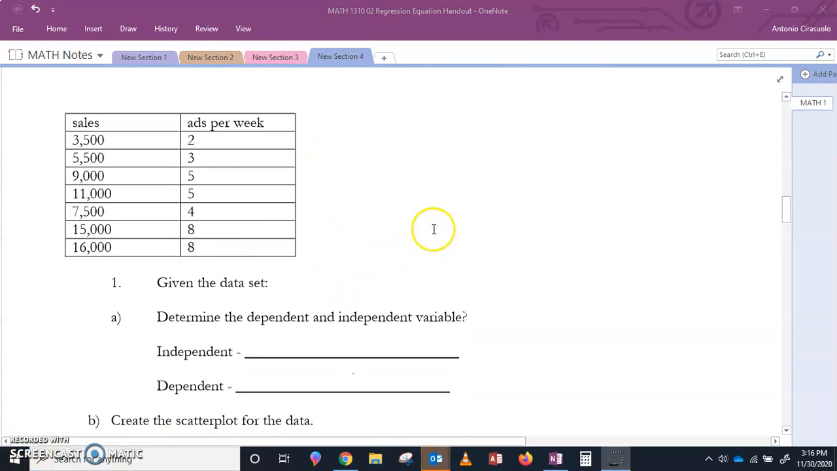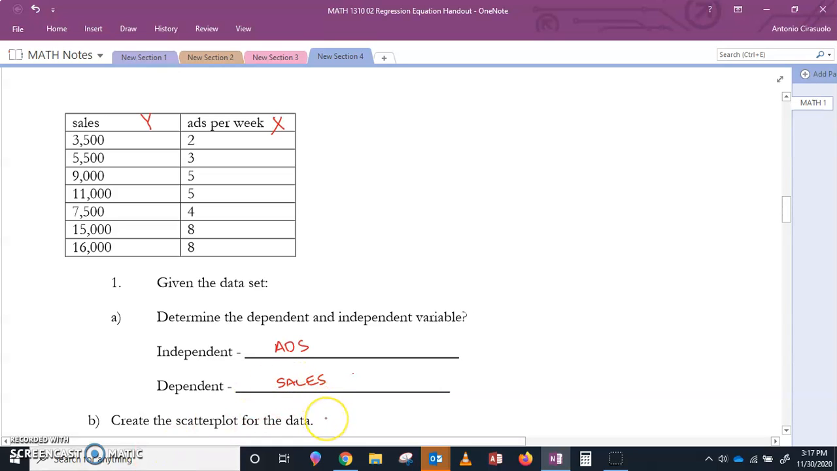So in this case, we have a data set. We have sales and ads per week. And the first question asks, which is the independent and the dependent variable? So we look at this and say, do sales depend on ads, or do ads depend on sales? Well, you can see that the sales depend on the number of ads. You advertise more, your sales should go up. So ads is the independent variable, and sales is your dependent variable. So independent is ads, and dependent is sales.